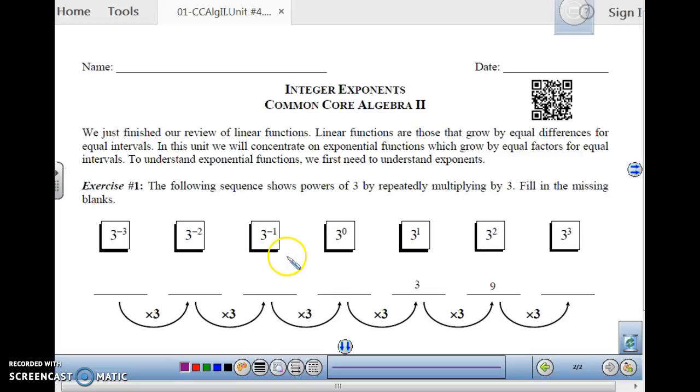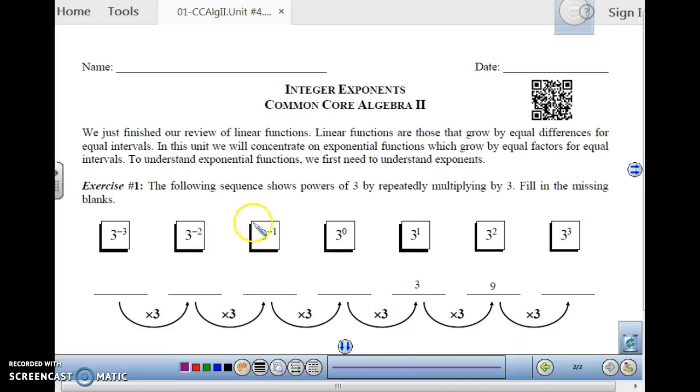This is Algebra 2, Unit 4, Lesson 1 on integer exponents. In this unit, we're going to be working with exponents, so let's review, first of all, what integer exponents are. Integer exponents are positive or negative whole number exponents. We learned these back in Algebra 1, so let's see if we can review how we use them.